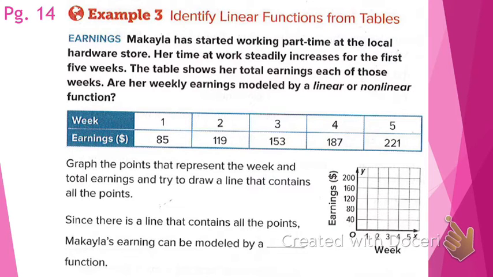So let's go ahead and graph these points to the best of our ability. X is my weeks and Y is my earnings. So let's put our point 1, 85. That would be about here. 2, 119, that's right there. 3, 154. At 4, we're at 187. At 5, we're at 221. And I do realize that it's difficult to graph when it's not whole numbers on the actual axis.